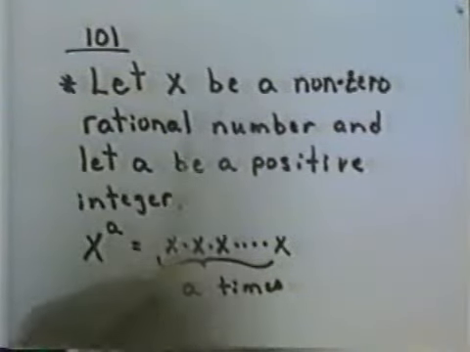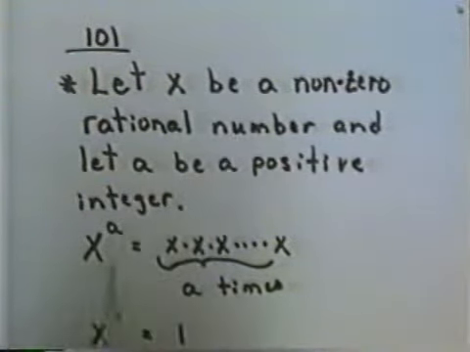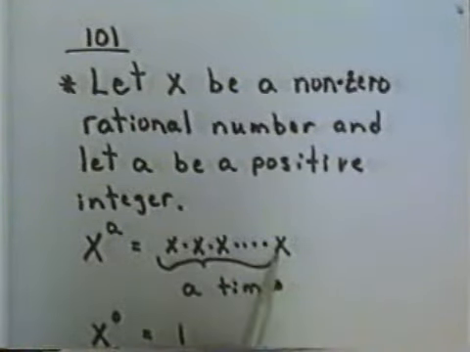Let's let x be a non-zero rational number. Now the base could be any non-zero rational number. That means it could be any fraction. So the base can be a fraction. And let's let that fraction be raised to a positive integer a. Now if a is a positive integer, then x to the a is just x times x times x and so forth out to x, where I use x as a factor a times. This is exactly the same thing I gave you earlier for a positive exponent.